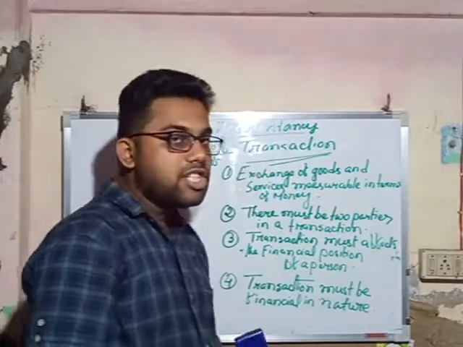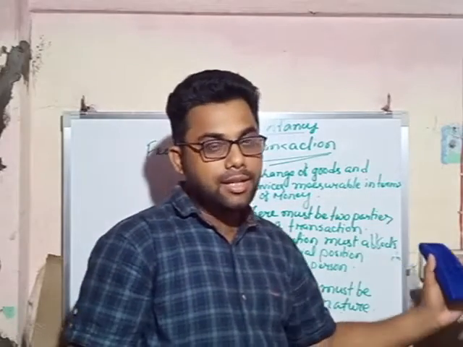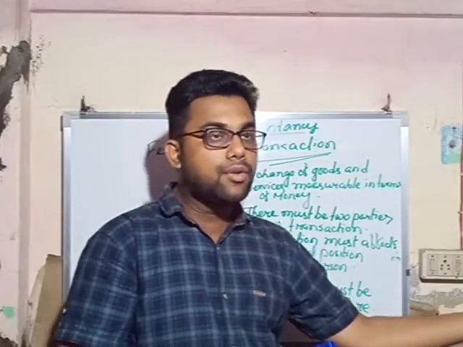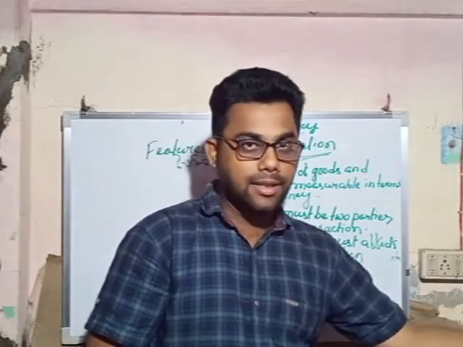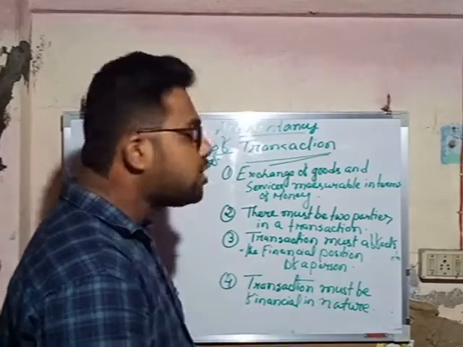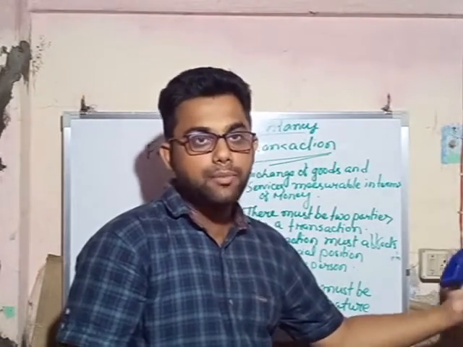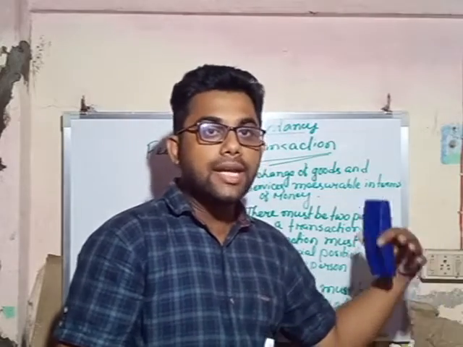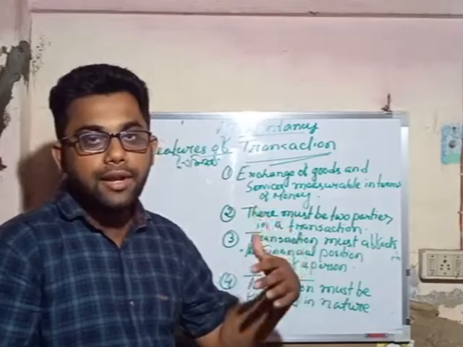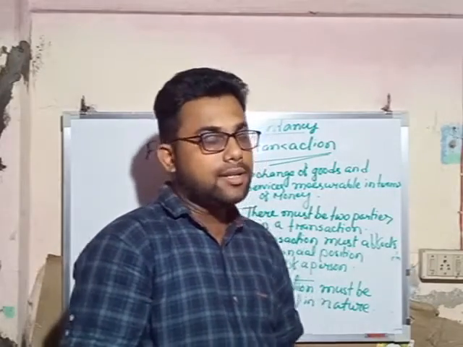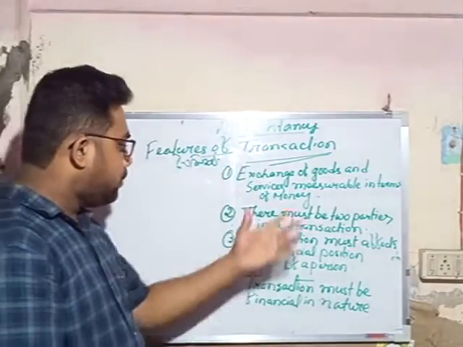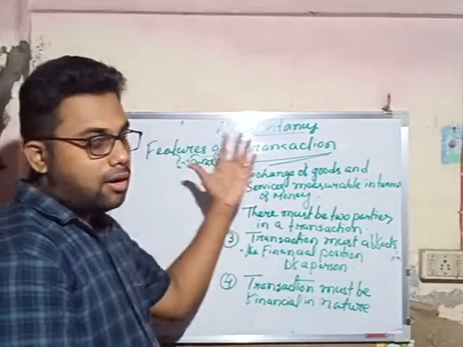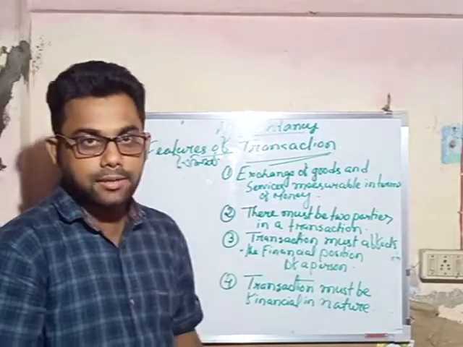Third one is that transaction must affect the financial position of a person. That means whenever a person sells goods, his financial position gets improved, because in return he receives some money. And the next one is that transaction must be financial in nature or monetary in nature. That means whatever the amount of the transaction, we could measure it in terms of money. If we cannot measure it in terms of money, then it is not a transaction. All of you should note the features of transaction, or the elements of transaction.